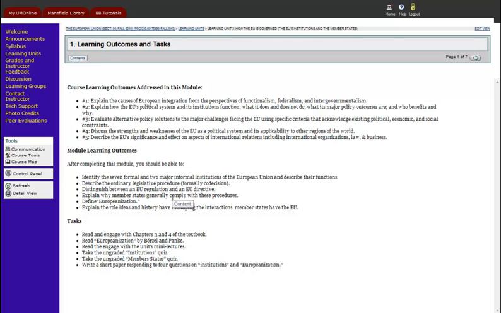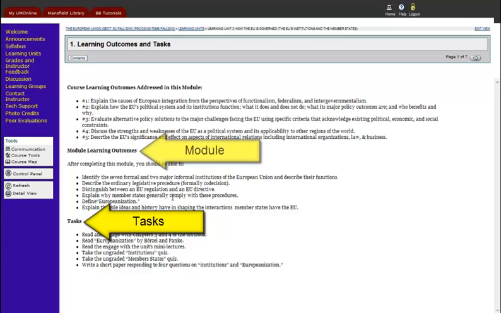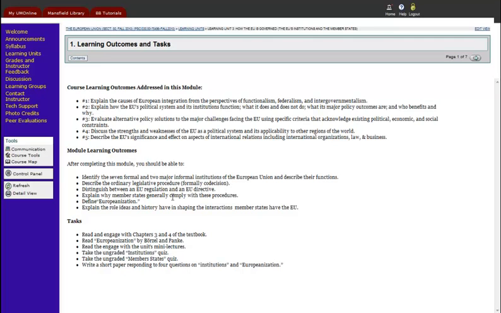Each unit begins with a brief list of the learning outcomes and tasks, both for the overall course objectives that are listed in the syllabus, as well as specific outcomes for the particular module that we're looking at. And at the end is a list of the tasks, the specific concrete things that the students have to achieve by the end of the week or the 2-week period, either reading certain chapters of a textbook or looking at a mini lecture online or taking a quiz or writing a paper, these kinds of things.